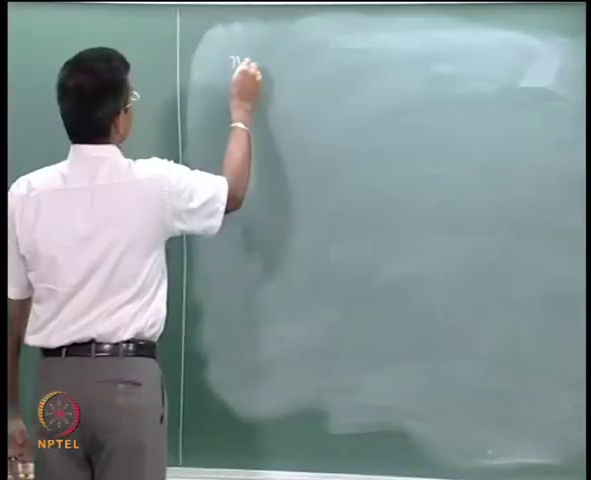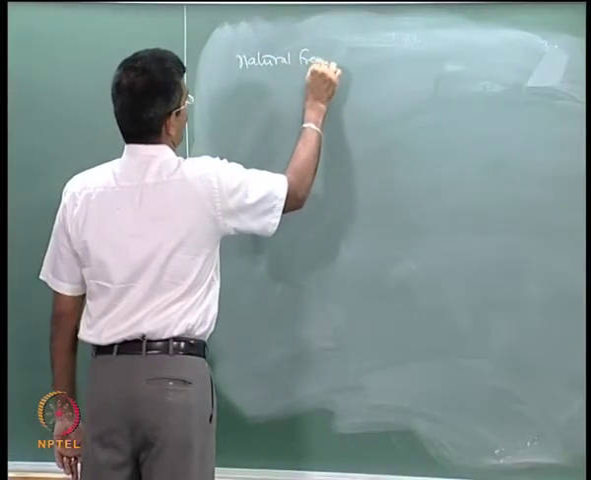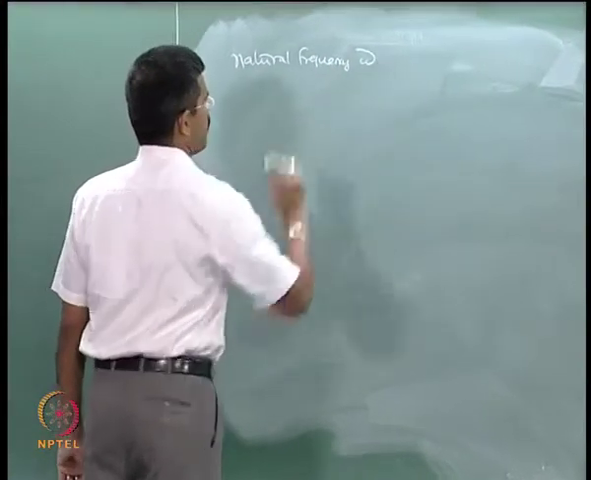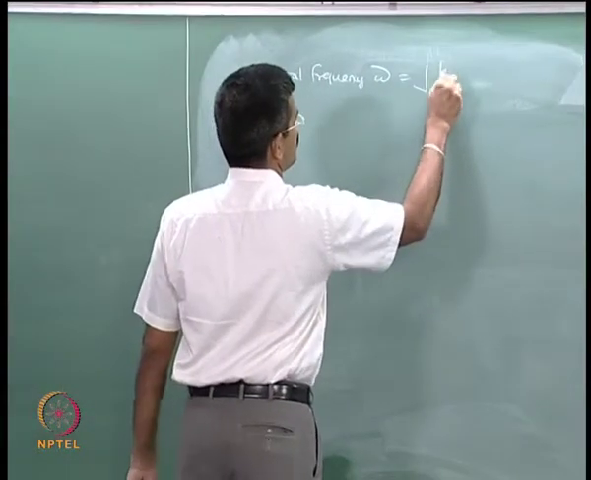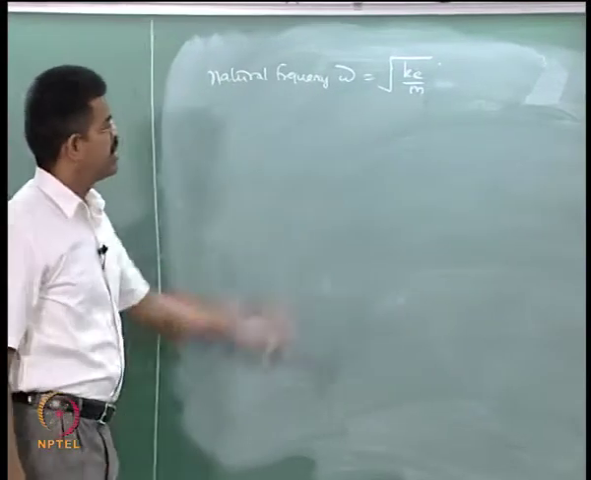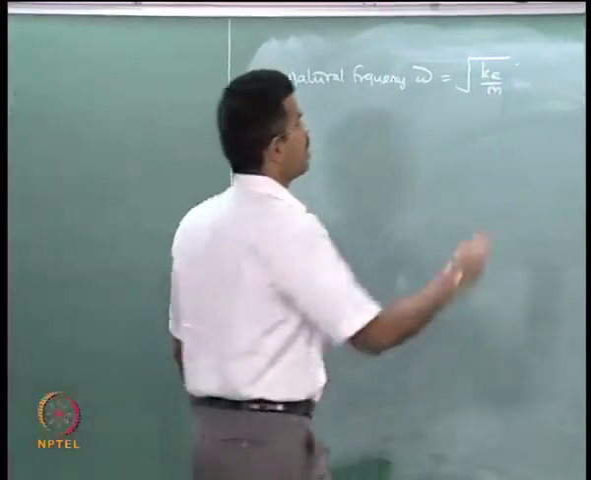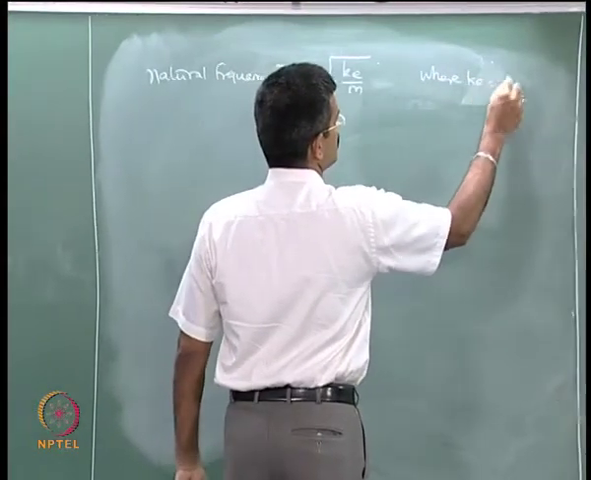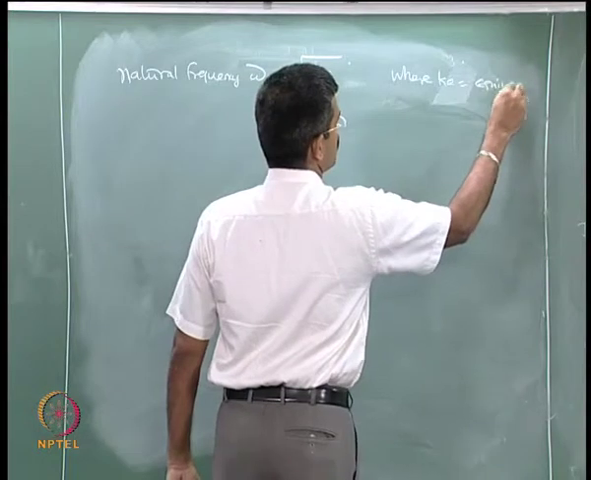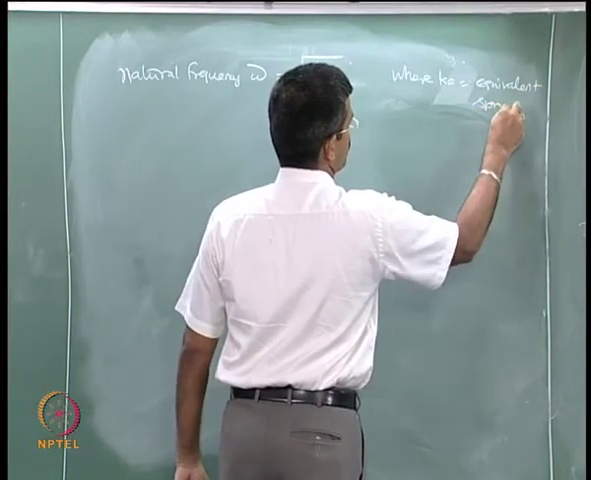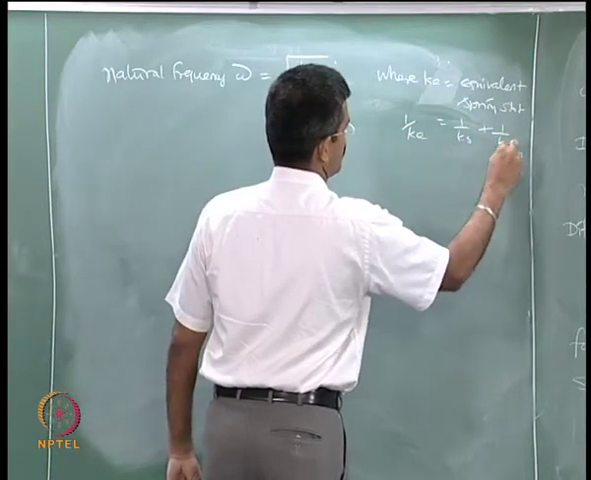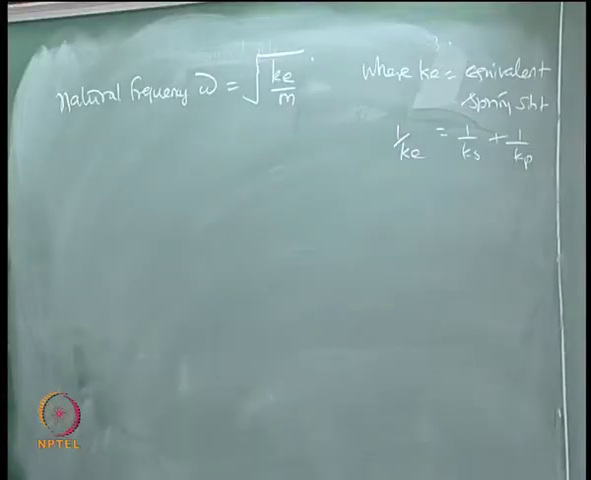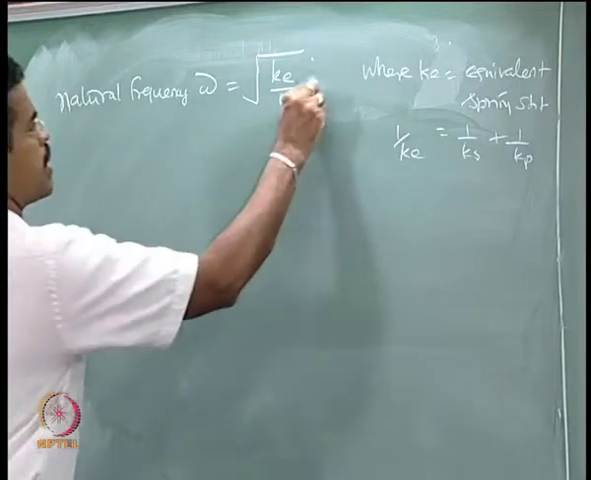The natural frequency omega is square root of Ke by m, where Ke is the equivalent spring stiffness, which is 1 by Ke is that of the ship and the platform, like this. This will be in radians per second.